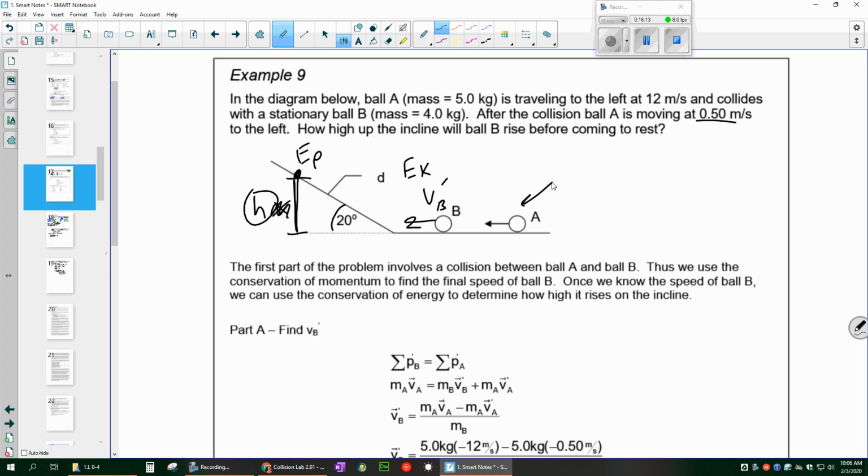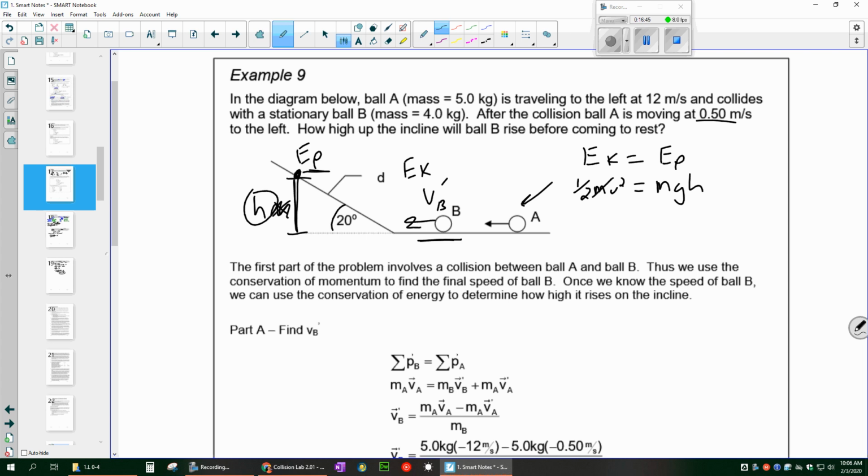So it's a two-part question. You'd use what we just did to find the velocity of ball B. And then once you do that, we know the kinetic energy really now, right? And then EK is equal to EP, so you set those equal to each other. Solve for H. Oh, here, I'll write it down. So it's EK is equal to EP. So we'd say 1/2 m v squared is equal to mgh.